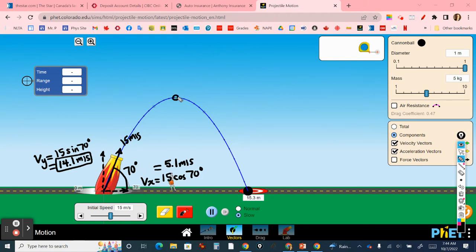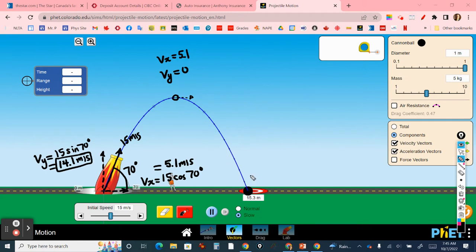When it reaches the top right here, the Vy is going to be 0. But the Vx is not going to change. The Vx is going to be 5.1. So that's why we have that green arrow here, and it only has a length of 5.1 this way. And there is no Vy velocity. But then as it starts to fall, the Vy is going to start to pick up.